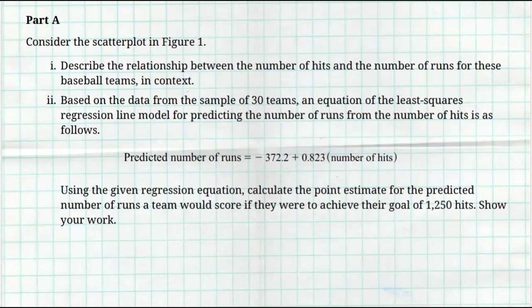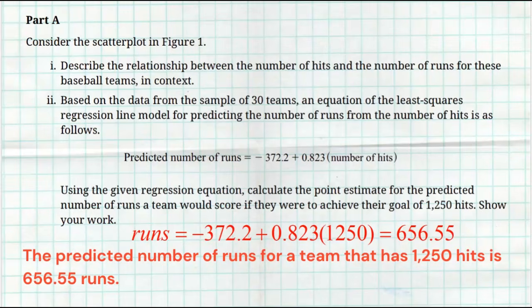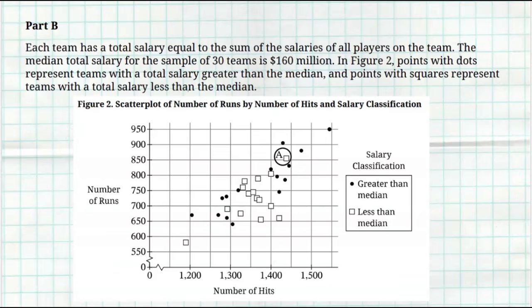Well, this is also pretty easy. All you have to do is plug in 1,250 into the regression equation, and you get 656.55 runs. So the predicted number of runs for a team that has 1,250 hits is 656.55 runs. So you should be able to get 1 point just because you were able to do those two parts. Fairly easy. Now part B.